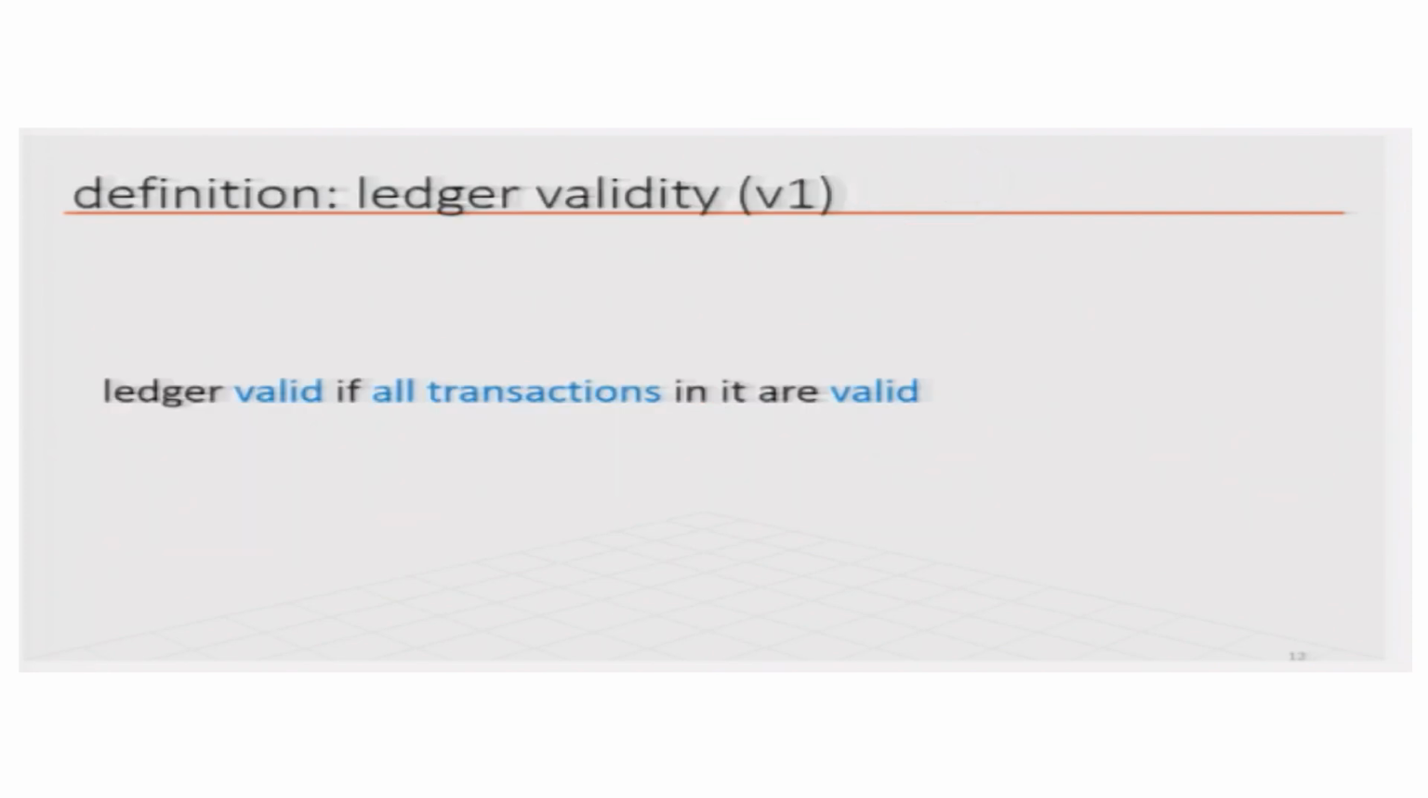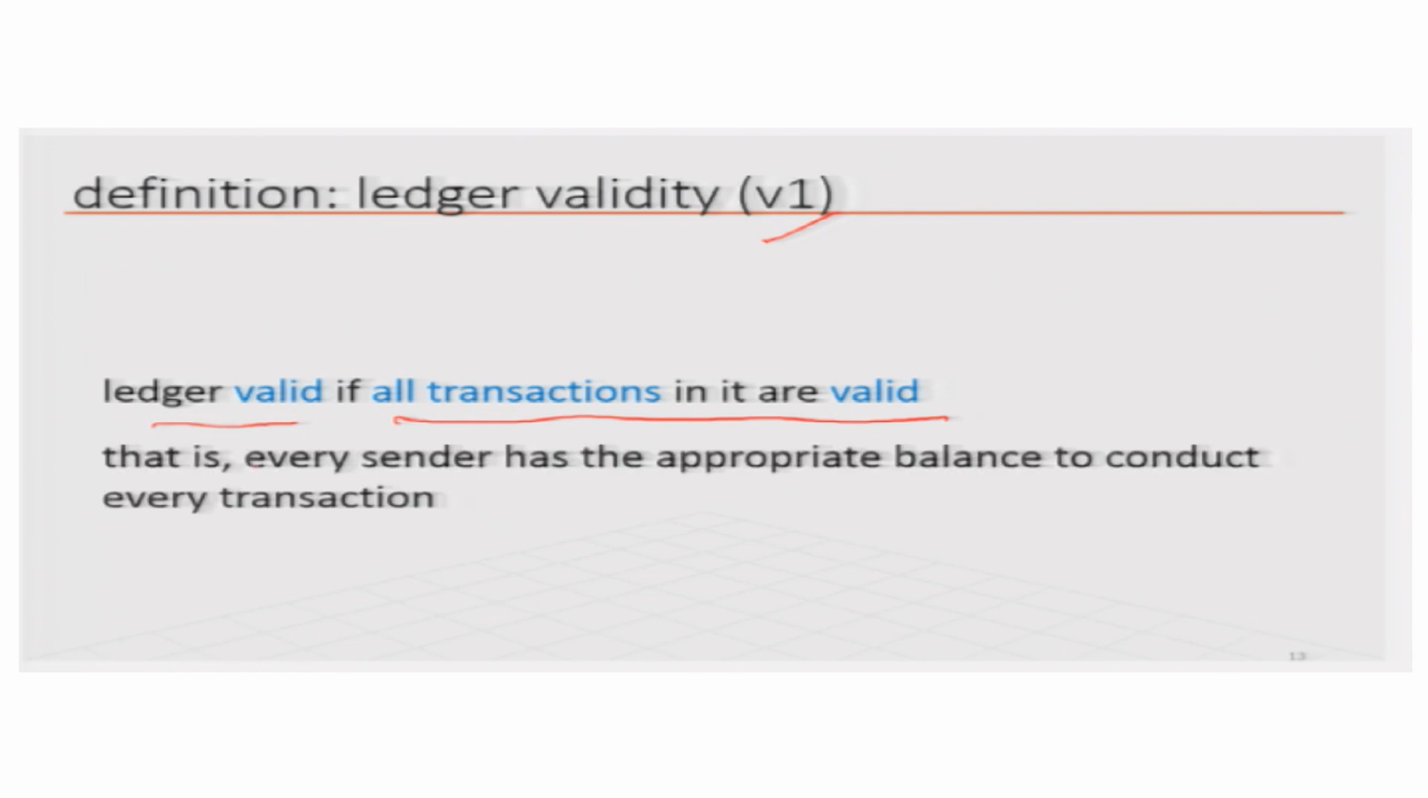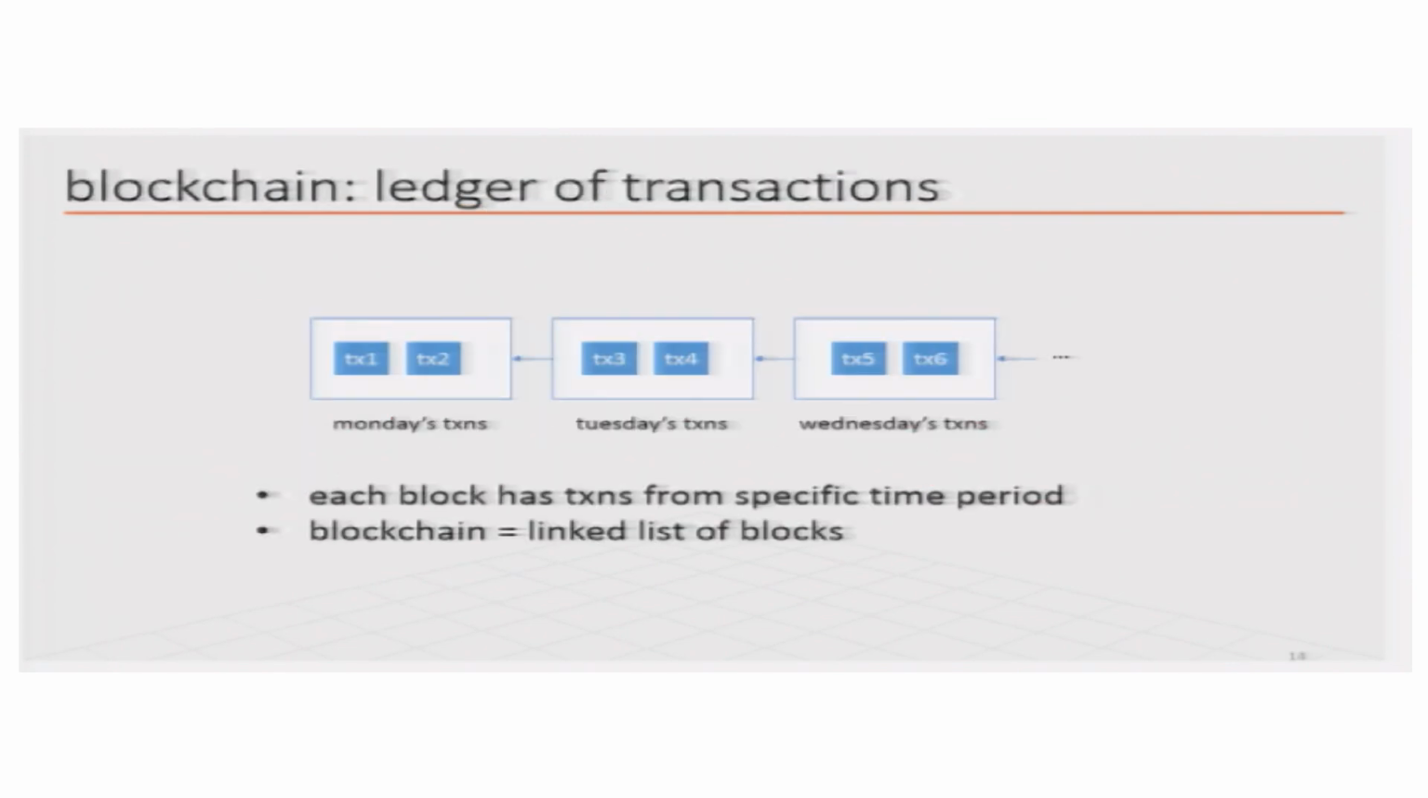And ledger validity is this: if all transactions that are recorded in the ledger are valid transactions, then we say that the ledger is valid, and this is also version 1, because it is based on version 1 of transaction validity. So, that is the valid ledger definition. In other words, every sender has an appropriate balance to conduct every transaction, and they have been recorded, and that is a valid ledger.